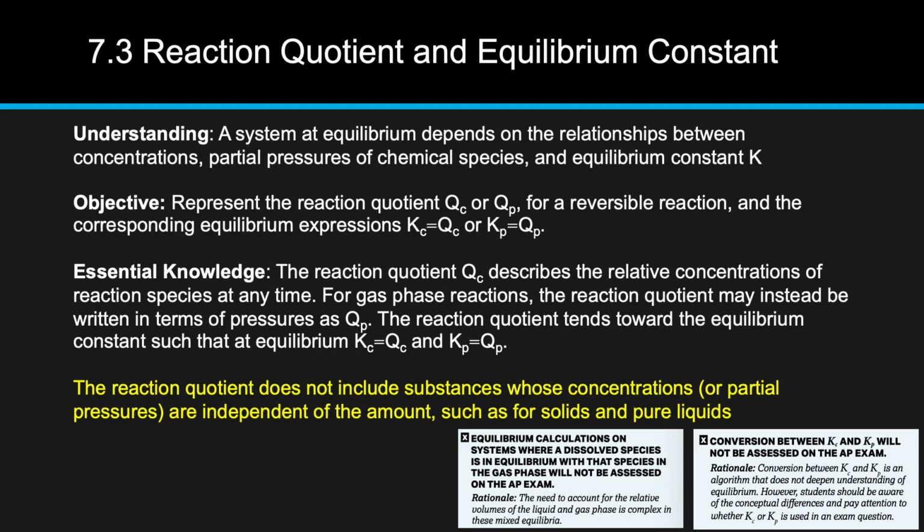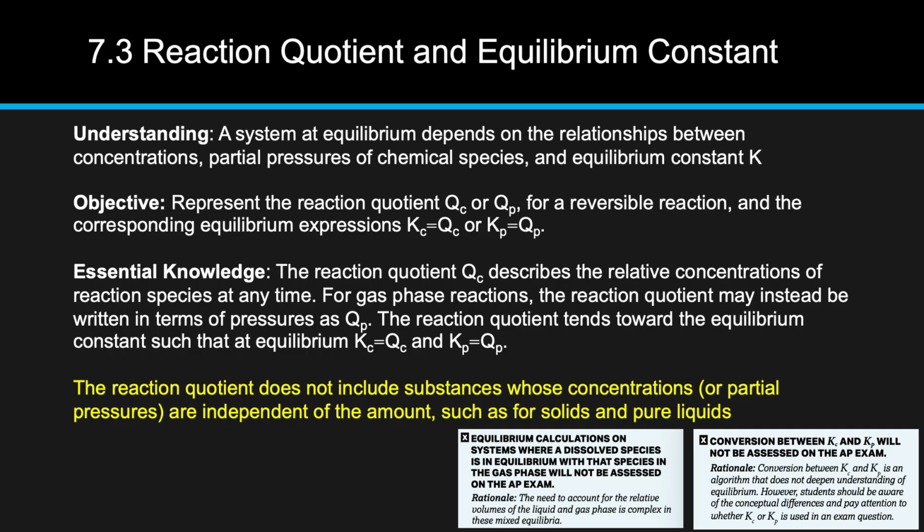All right, hello everyone. Today we are starting off our video with 7.3, which is on the reaction quotient and equilibrium constant. The reaction quotient, which is labeled as Q, tells us the relative amounts of reactants and products at any moment, not just at equilibrium. It uses the same expression as the equilibrium constant, but the values may not yet represent equilibrium conditions.